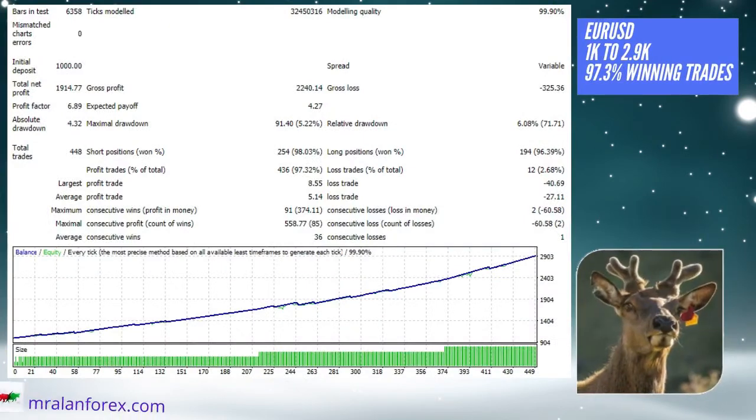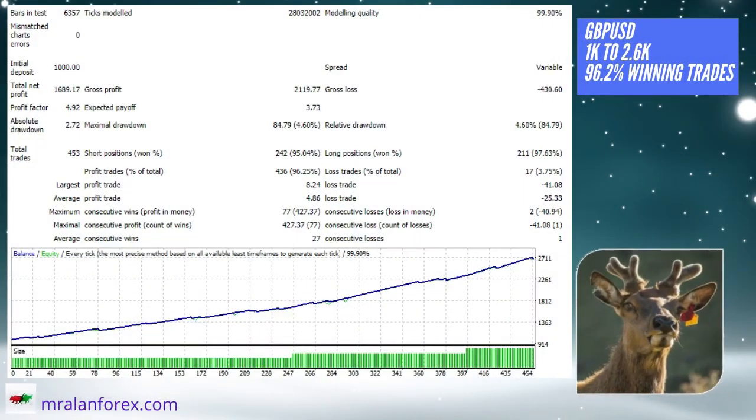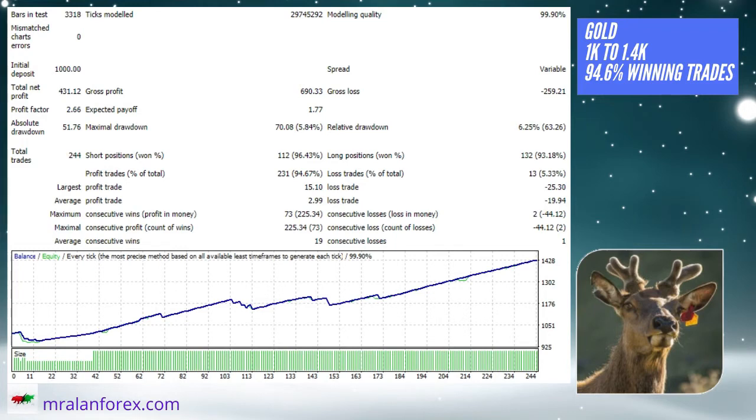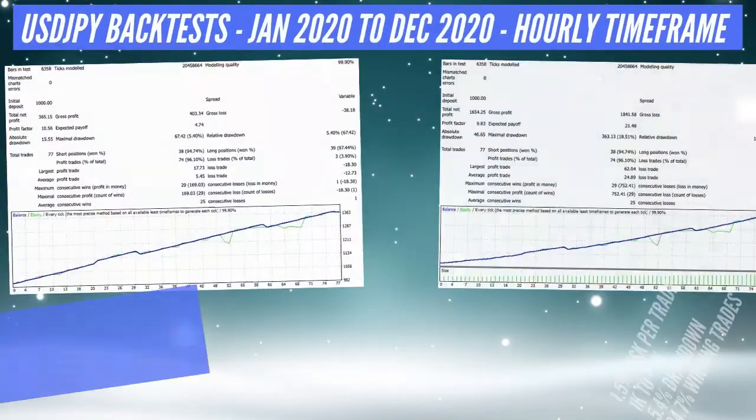First up, Eurodollar. This goes from 1k to 2.9k. Doing 448 trades in 12 months and winning over 97% of them. A very nice looking chart, and you can see the volume is increasing as the count grows. Next is Pound Dollar. Looks very similar to the Euro Dollar chart. This goes from 1k to 2.6k with a 96.2% win ratio. And finally Gold. This goes from 1k to 1.4k, so not as profitable as the previous two, but still makes money. This wins almost 95% of its trades.